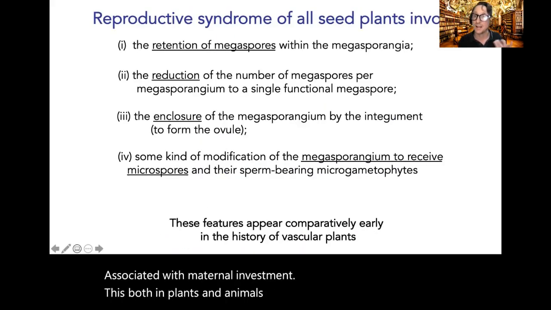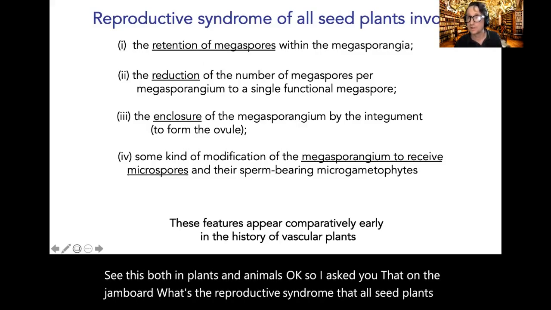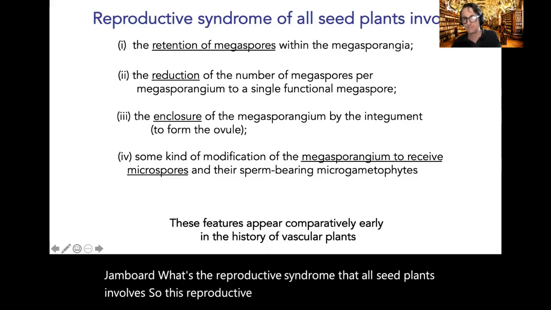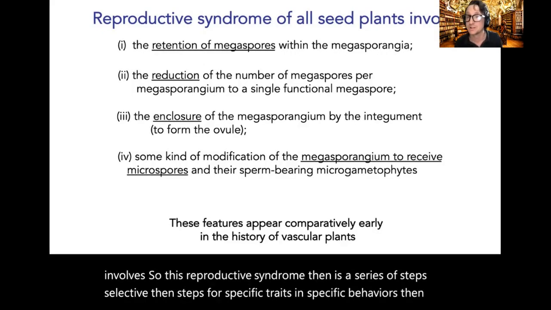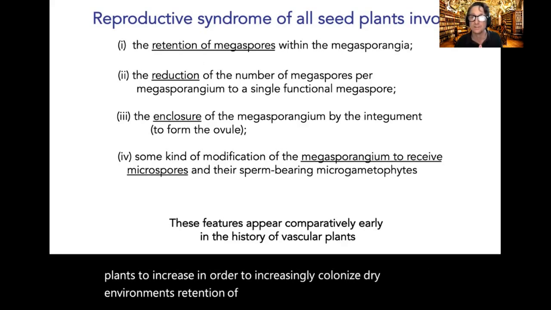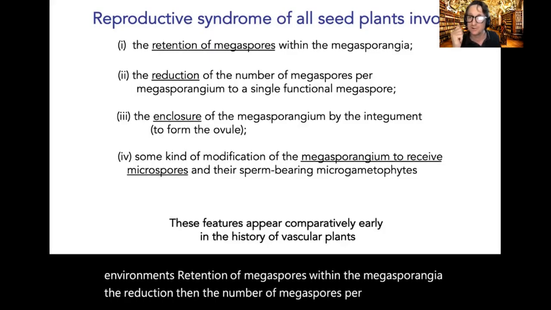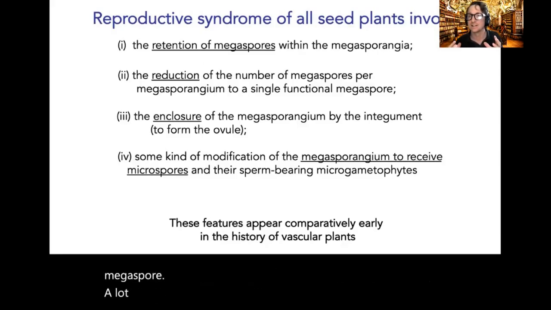Okay, so I asked you on the Jamboard, what's the reproductive syndrome that all seed plants involve? This reproductive syndrome is a series of selective steps for specific traits and specific behaviors in plants to increasingly colonize dry environments. Retention of megaspores within the megasporangia, the reduction of the number of megaspores per megasporangium to ultimately one functional megaspore. A lot of resource is allocated to ultimately that developing embryo.